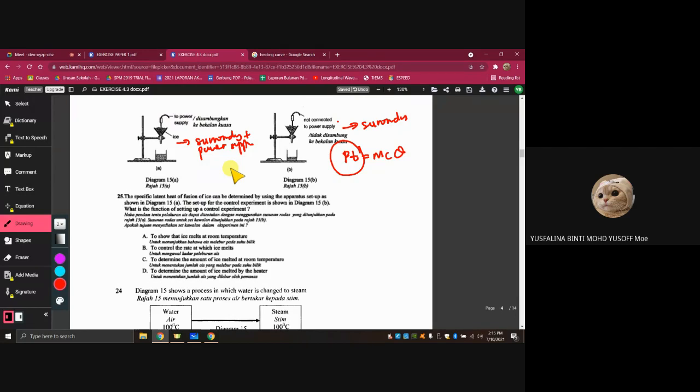So we know what the energy supplied by the power supply only is. Later you just subtract. So this is to determine the amount of heat of ice melted at room temperature. So this is the answer. The answer should be C.